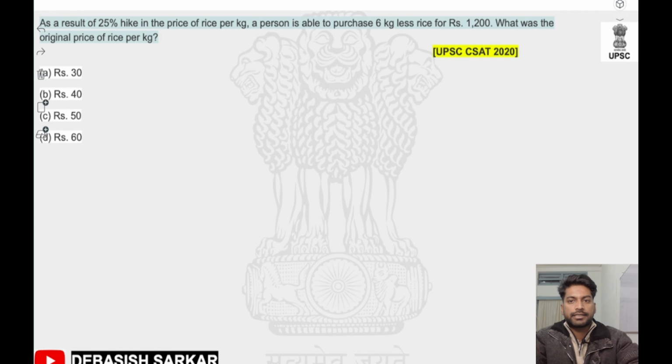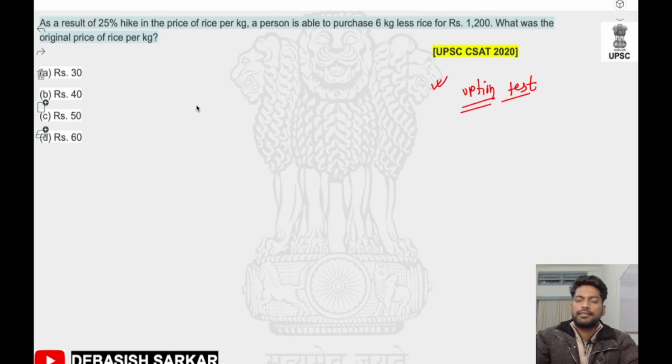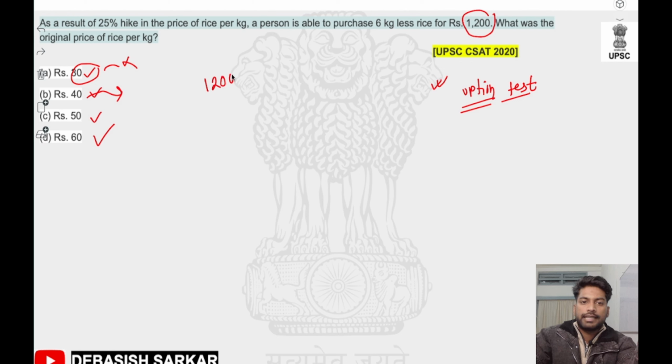As a result of 20%, this question I would suggest you to go for option test. Okay, you can do it by the basic method, but it will be lengthy. Okay, let's check this: 30, 40, 50 and 60. Look, suppose the price was 30, a decimal will come, not possible. Check 40. Suppose the price was 40 rupees per kg, and a person only spent 1200. So 1200 rupees and price per kg is 40. So he used to get 30 kgs of rice.